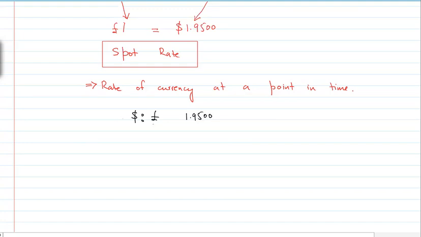Now this basically means that £1 is equal to $1.9500, right? So pound will be the base currency and the quote currency is 1.9500, right?